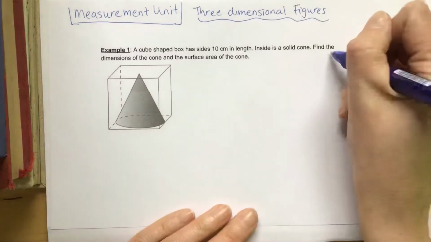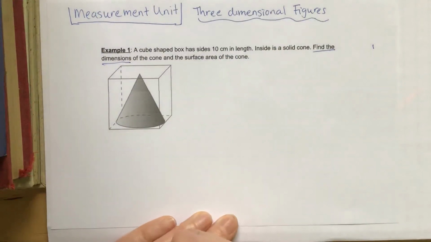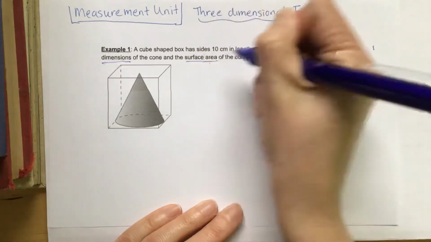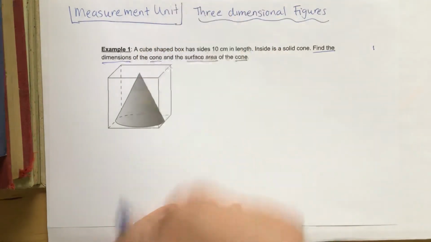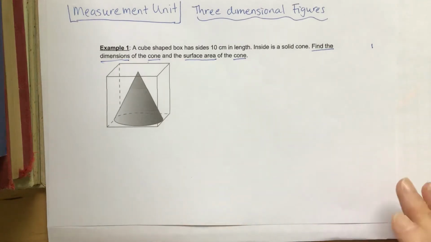We want to find the dimensions of the cone and the surface area of the cone. So let's underline what we need to do. We need to find the dimensions. So dimensions are like length, width, height, radius, slant height, those sorts of things. And we need to find the surface area. And in both cases, this is involving just the cone.